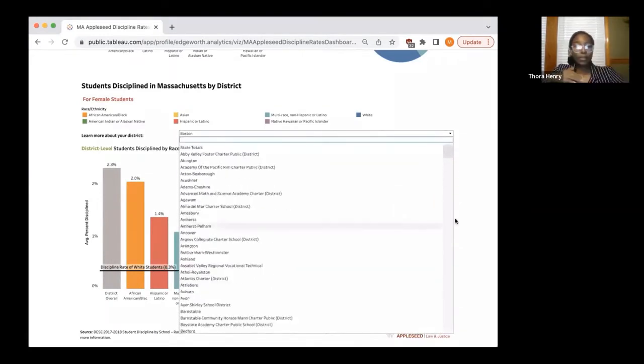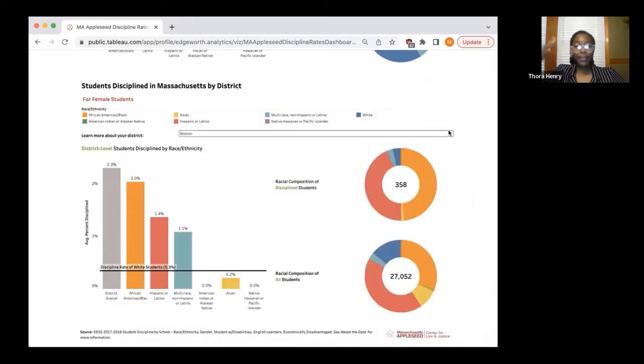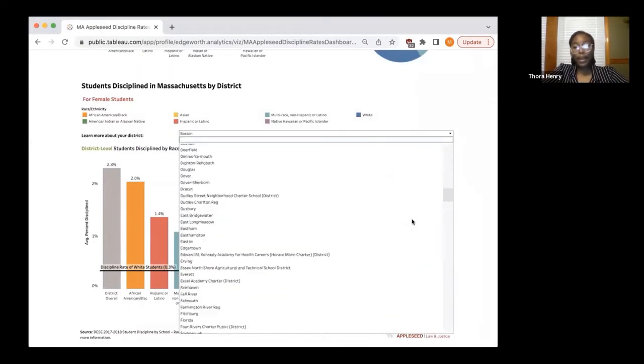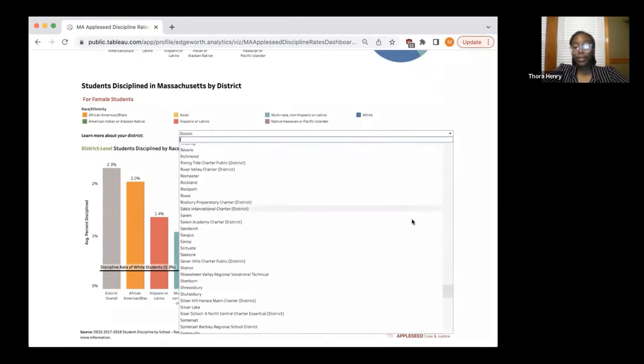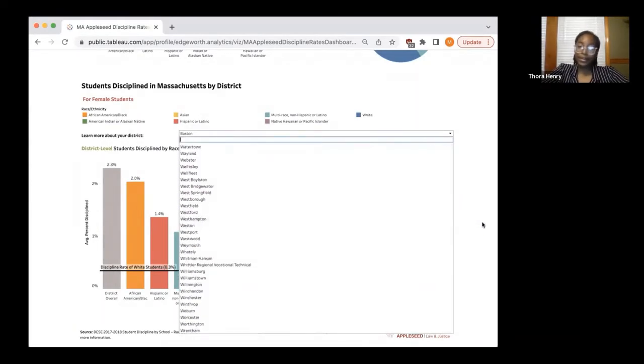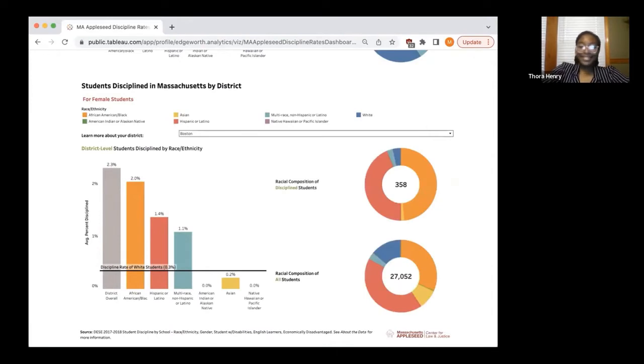And this is across the board. They have everywhere. They have Malden, Everett, Framingham. It's pretty widespread. So you can use this just to look something up. It doesn't really matter. Thank you so much, Thora.